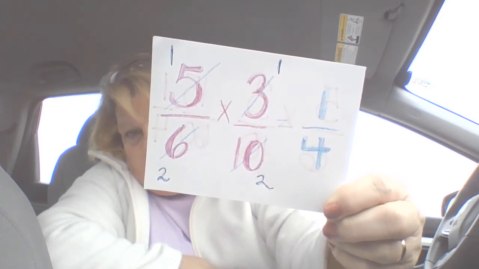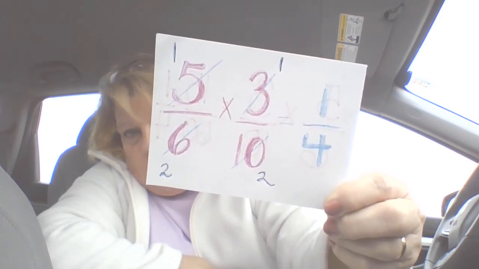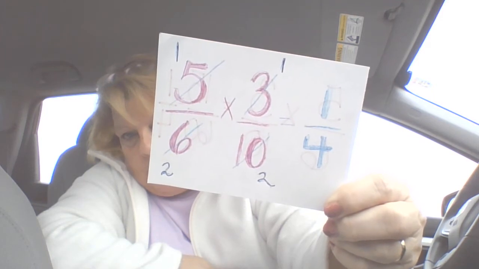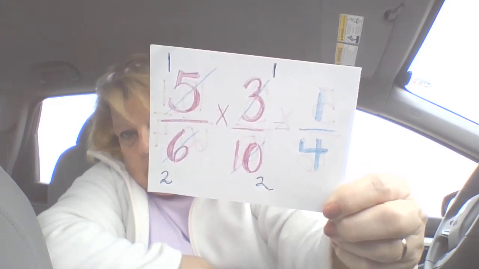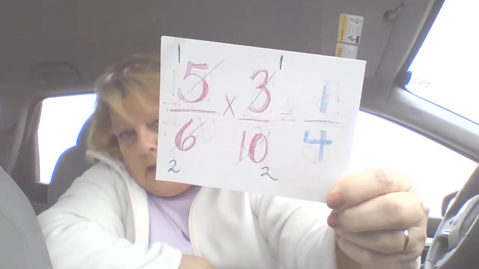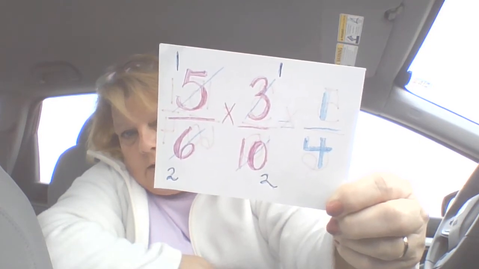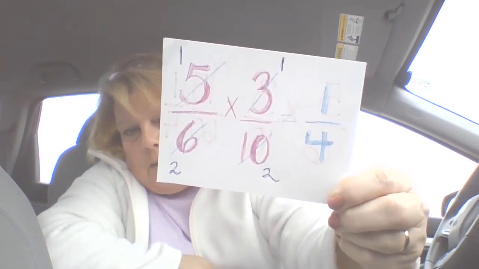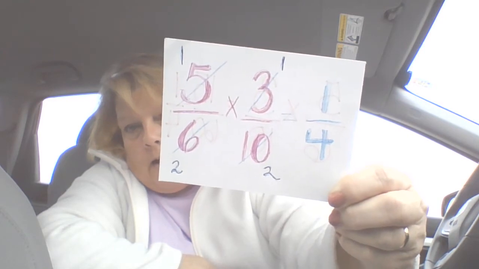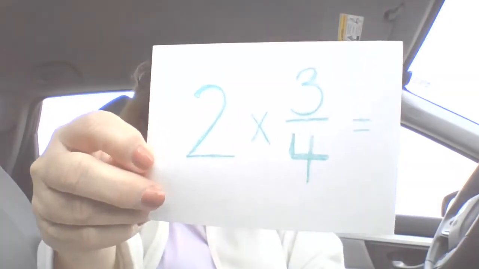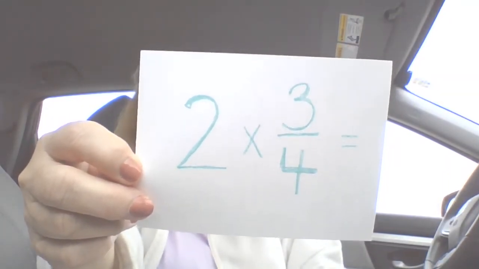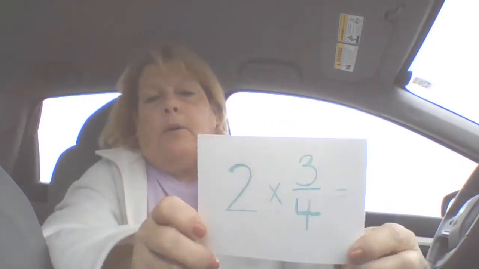5 goes into 10 two times. 3 goes into 3 one time. 3 goes into 6 two times. Now all I have to do is say 1 times 1 is 1. 2 times 2 is 4. I've got my answer, 1/4, and it's already reduced for me. So why would I work with big numbers and have to worry about reducing? You shouldn't.